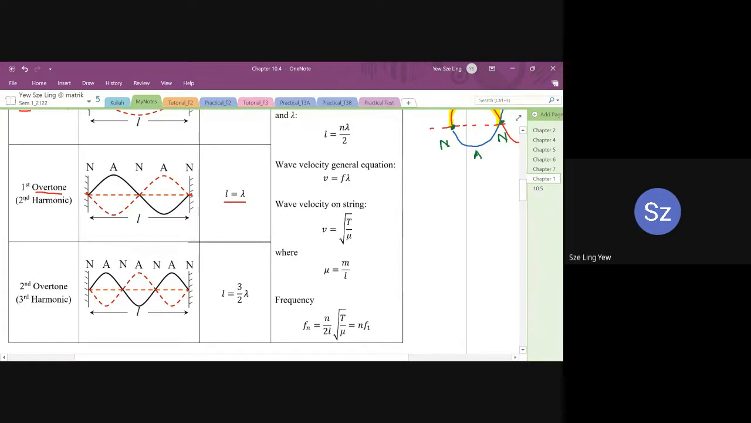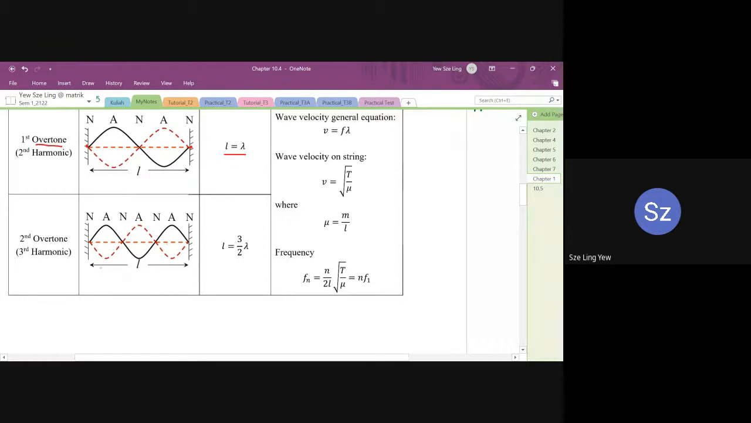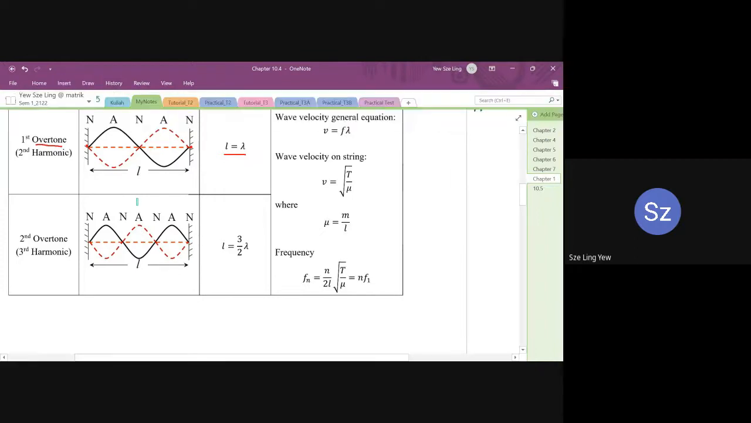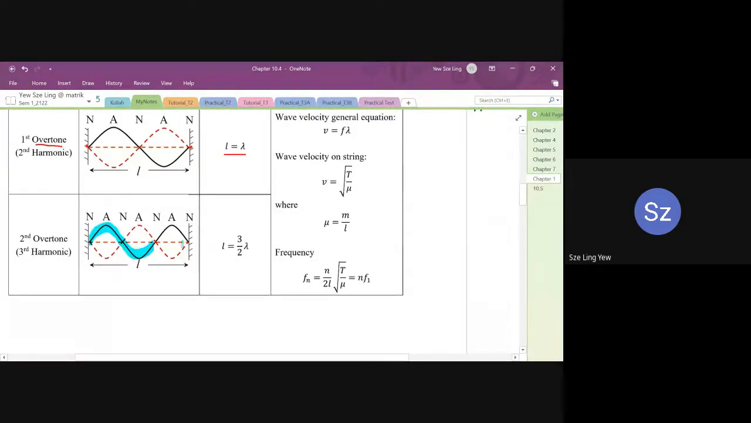Second harmonic. Now, if you change the position that you pluck again, you pluck it at different positions, then what is going to happen? You generate another wave shape in between the two fixed ends. If you look at this diagram right now, you have one wavelength, 1 lambda, and you have an additional 0.5 lambda.